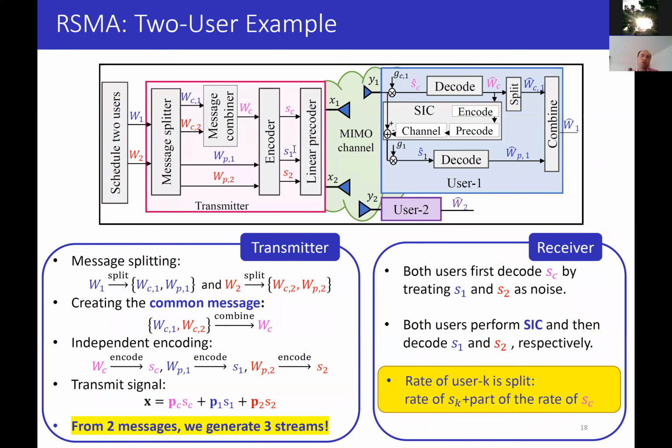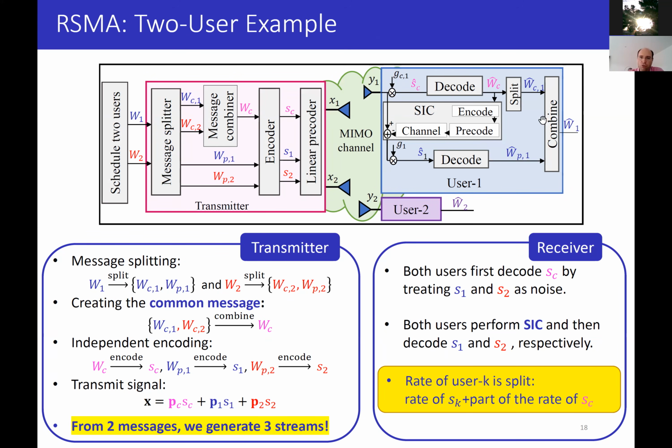Right, so let me show you how this RSMA works for a two-user example again, and how it connects to SDMA and NOMA. Here we have, again, two messages, W1 to user 1 and W2 to user 2, and two receivers, user 1 and user 2.